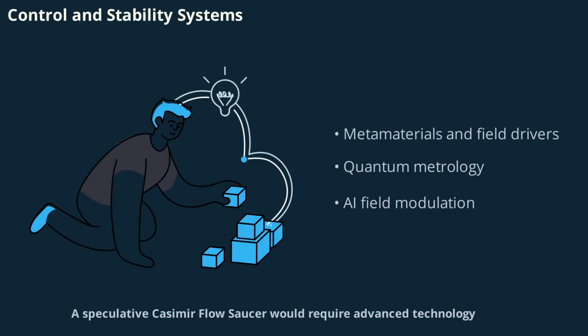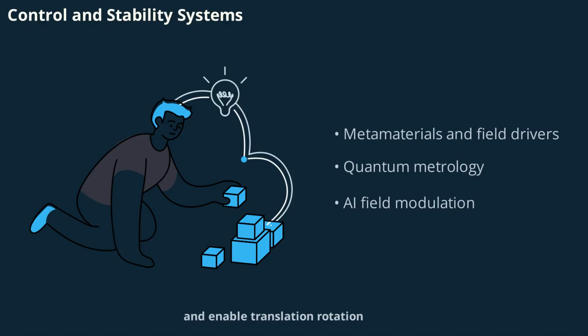The speculative Casimir flow saucer would require advanced technology: nanostructured metamaterials with tunable LEF, high-voltage field drivers, quantum metrology for real-time monitoring of field gradients, and AI-driven field modulation for stability. These systems work together to maintain balance, shape the MCG flow, and enable translation, rotation, and hovering, all by manipulating the structured vacuum.